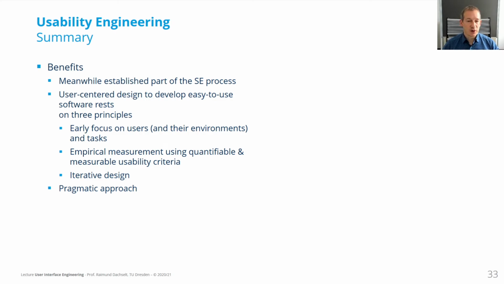So it's the early focus on users, tasks, and context. Obviously, this is one important part, that we have empirical measurements using quantifiable and measurable usability criteria. So we have methods to test actually what we came up with, and then this all is an iterative design. So also benefits of usability engineering are that this is a very pragmatic approach, because due to this iterative development, and especially if you have such fast-paced methods like design sprints, you will arrive at some pragmatic solution.